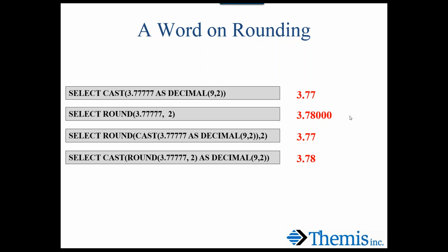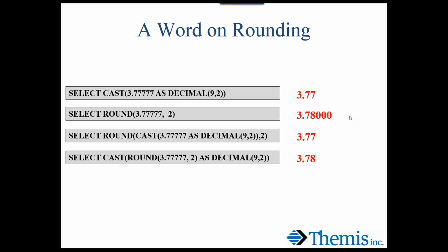But DB2, when it shortens a decimal number, does numeric truncation. It does not do rounding. If you're familiar with Oracle or SQL Server or most other database platforms out there, they will almost always round this number for you. But DB2 has always done numeric truncation. Okay, so if you take the number 3.7777 and cast it as a shorter decimal 9,2, it will not round it off. You just get 3.77.